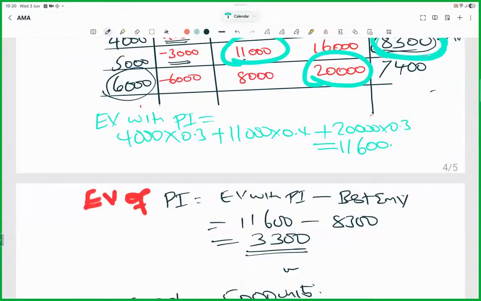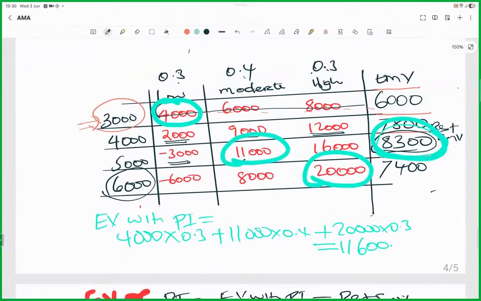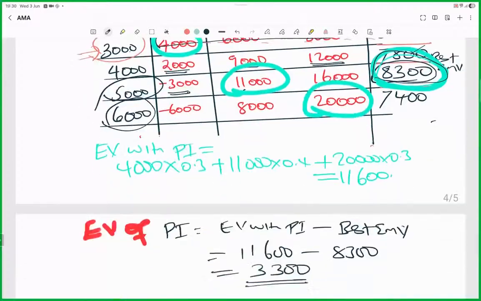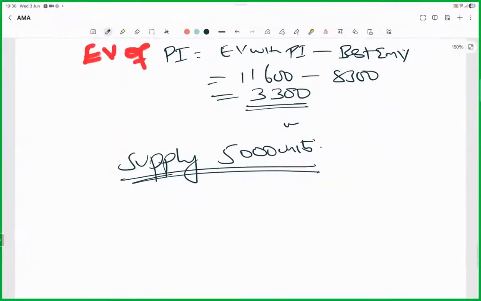For Roman 2, the optimal answer we picked was 8,300 as the best EMV. If we go for 3,000, we get this money. The very best among these four is the one which gives us the highest. Is it 3,000 or 5,000? 5,000. That is, first of all, the optimal, best EMV.